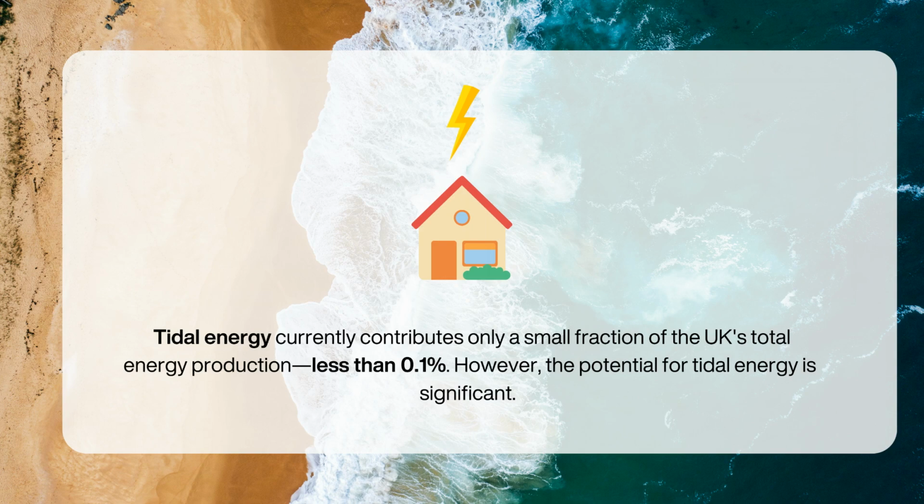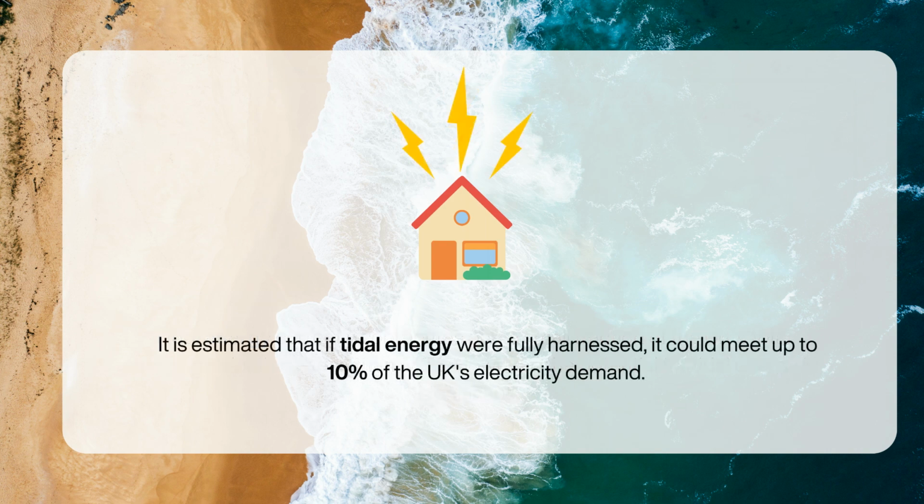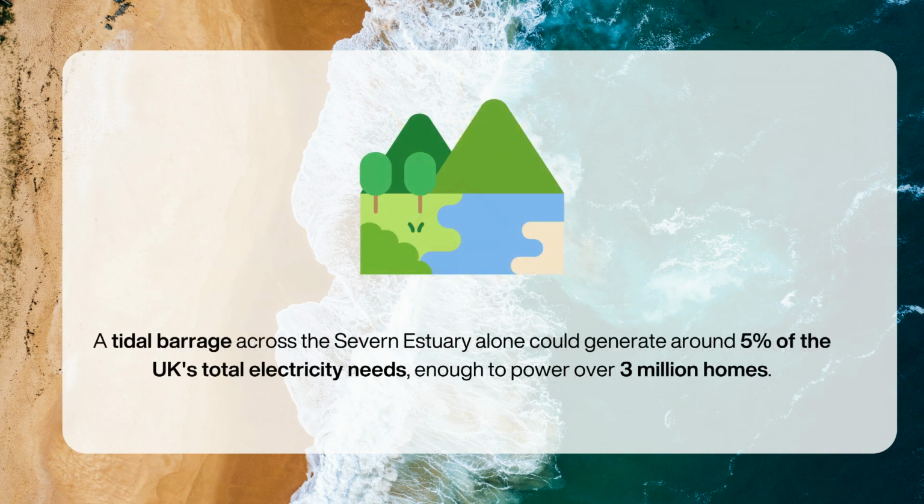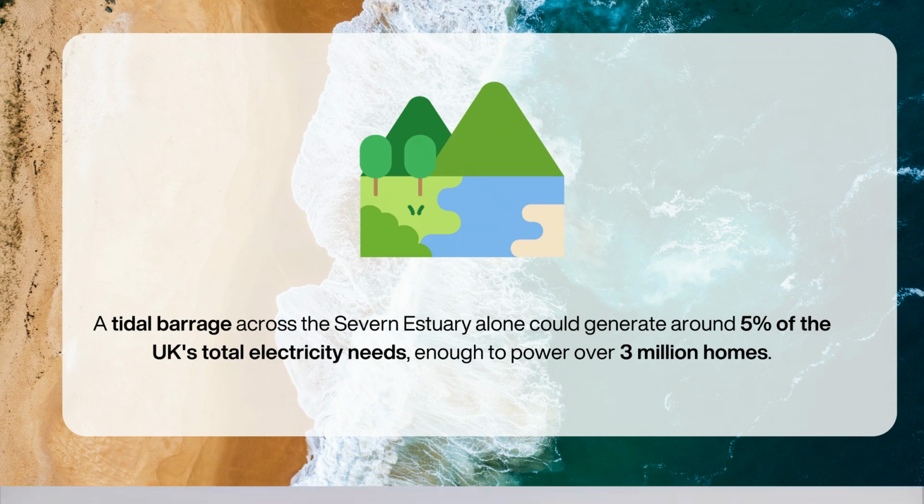However, the potential for tidal energy is significant. It is estimated that if tidal energy were fully harnessed, it could meet up to 10% of the UK's electricity demand. A tidal barrage across the Severn estuary alone could generate around 5% of the UK's total electricity needs, enough to power over 3 million homes. This highlights the incredible potential that tidal energy holds for the future.